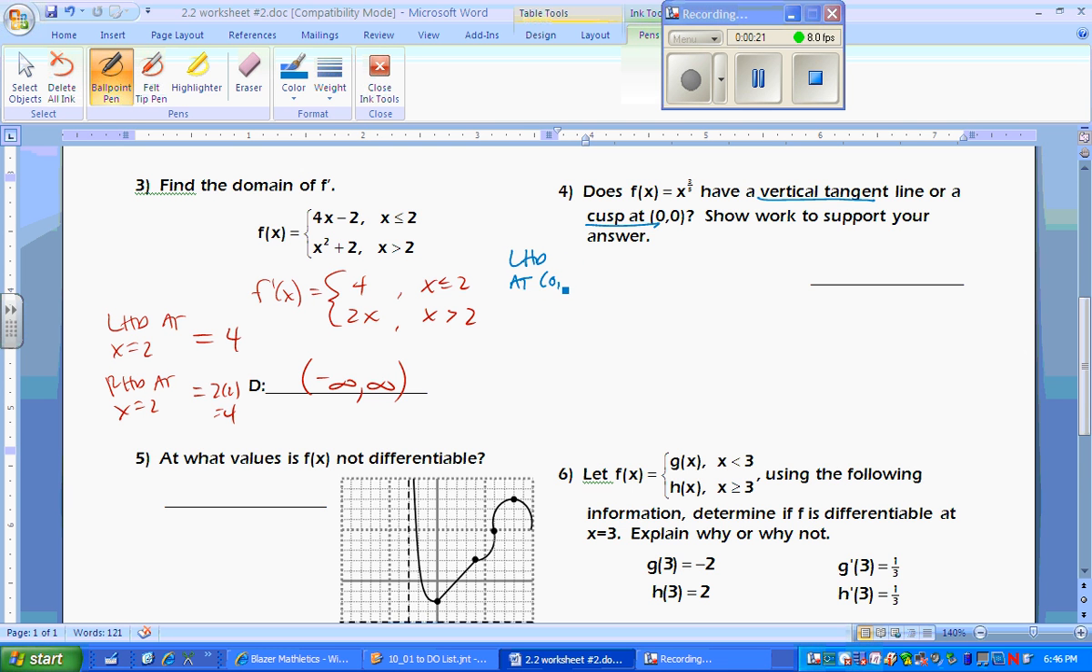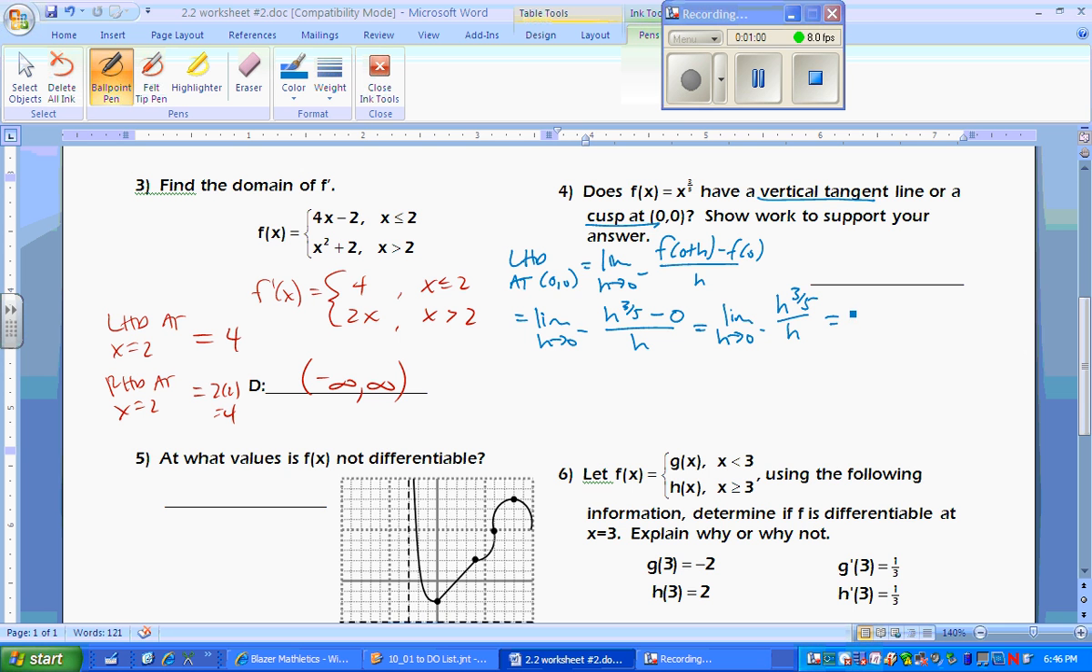So the left-hand derivative at (0, 0) is equal to the limit as h approaches 0 from the left of f of 0 plus h minus f of 0, all over h. So if we do this, we have the limit as h approaches 0 from the left. f of 0 plus h is the same as f of h, so we get h to the 3/5 power, minus f of 0, which is just going to be 0. So now we get h to the 3/5 over h.